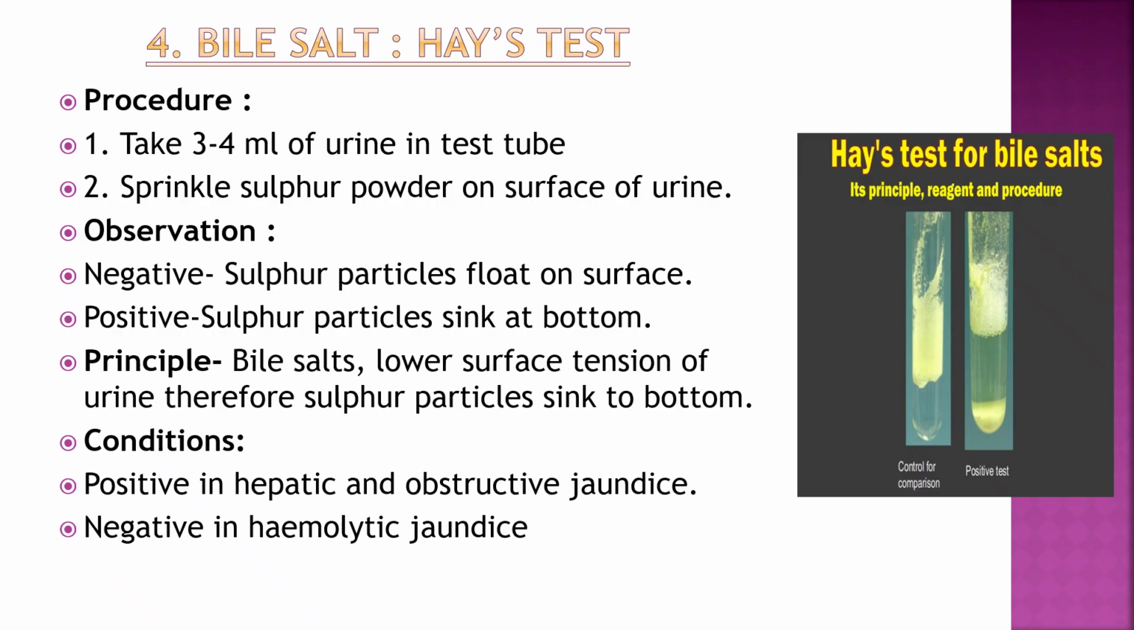Now we will see bile salts by Hay's test. So here you have to take 3 to 4 ml of urine in a test tube and then sprinkle sulfur powder on the surface of the urine. If it is floating on the surface, the test is negative, and if the sulfur particles sink to the bottom, the test is positive. So these bile salts present in urine lower the surface tension of the urine and therefore the sulfur particles sink to the bottom. Bile salts are present in urine mainly in jaundice, either hepatic or obstructive jaundice, but it is negative in hemolytic jaundice.